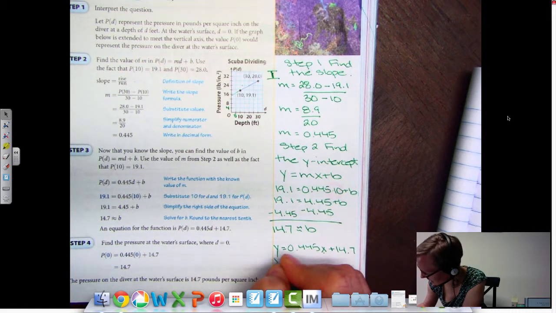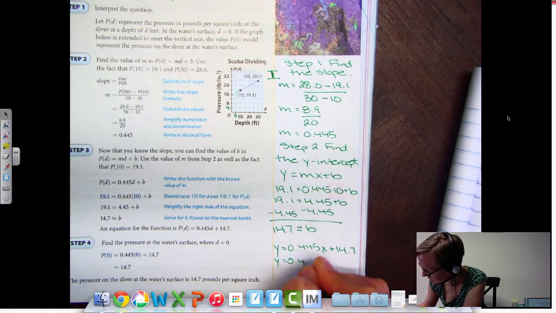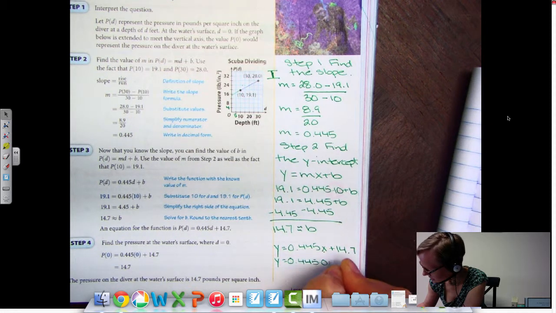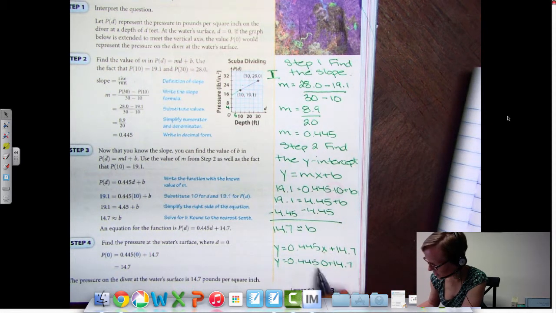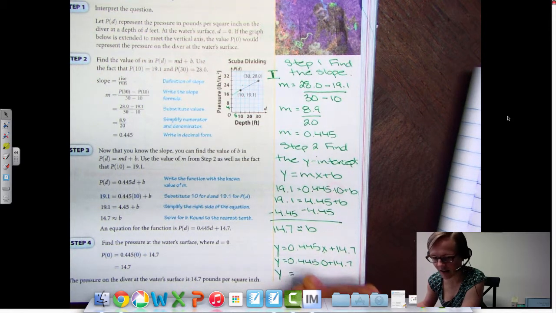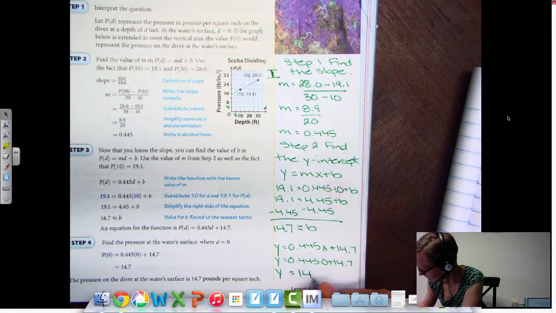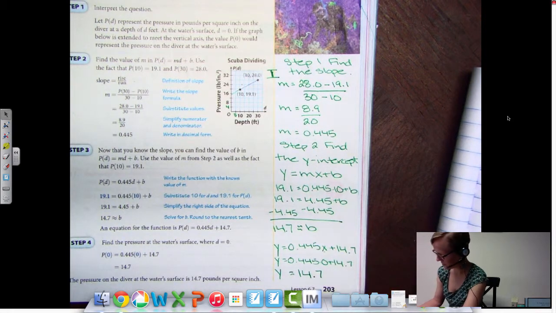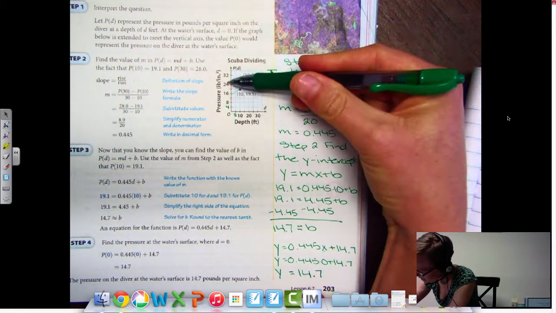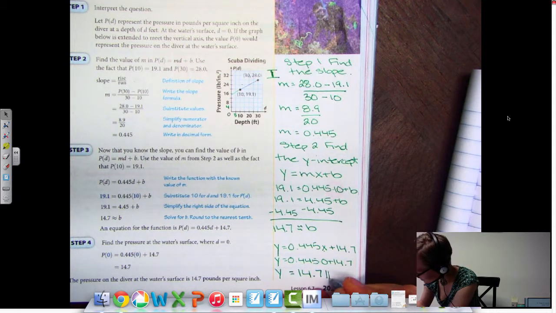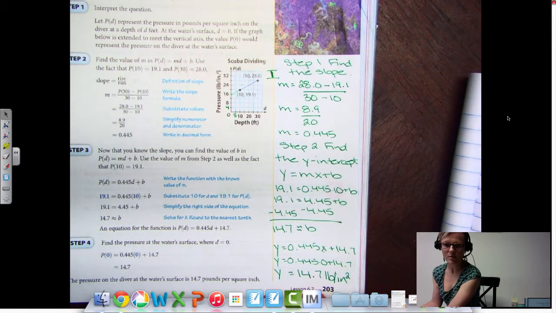You can quickly see that if we substituted 0 in here, this would make this whole term 0. So you'd be left with y is 14.7. So the pressure on the diver at a depth of 0 is 14.7, and then the units would be pounds per square inch. Okay?